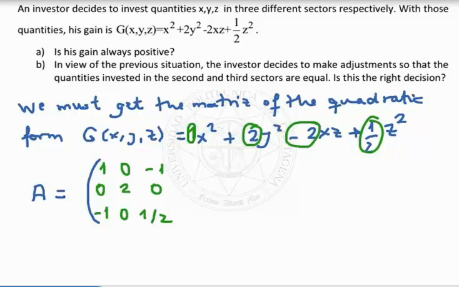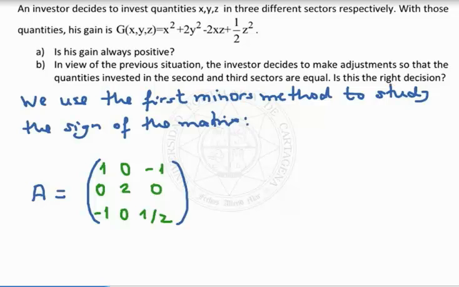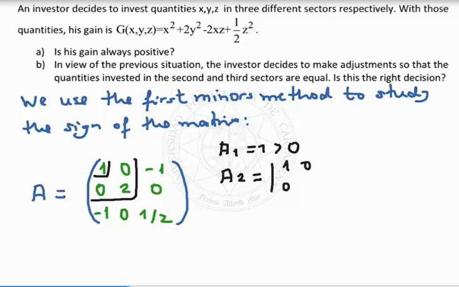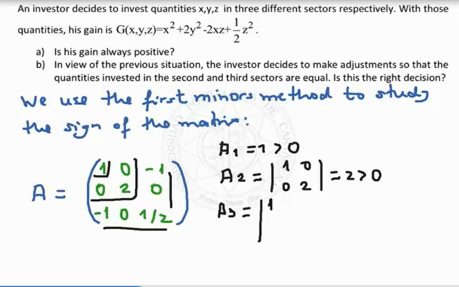We must use the minors method to study the sign of the matrix. By doing the calculations, A1, which is the smallest minor, equals 1, which is greater than 0. By doing the determinant of the second minor, we have that A2 equals 2, which is also greater than 0. And by doing the determinant of the matrix in R3, we have that A3 equals 1 minus 2, which is minus 1, which is smaller than 0.